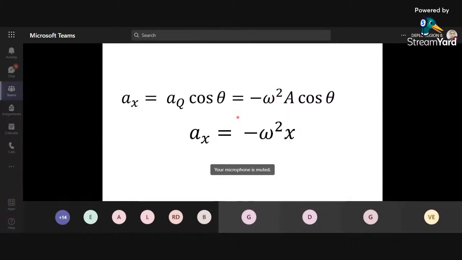Okay. So if we are to simplify the acceleration of the shadow in the x-axis, we can rewrite this as a sub x is equals to the square of the angular speed multiplied by x. Okay, di man gikuha ang x.